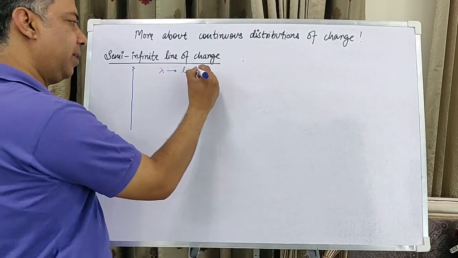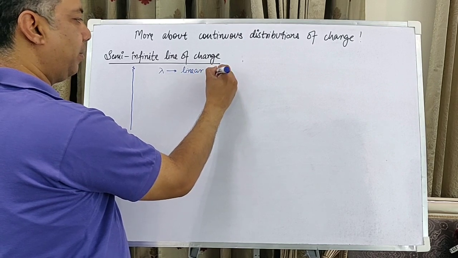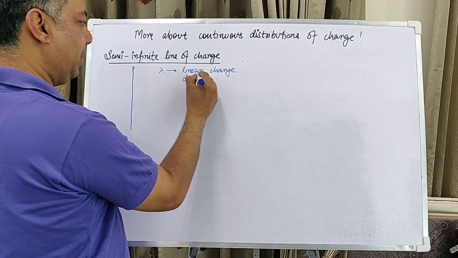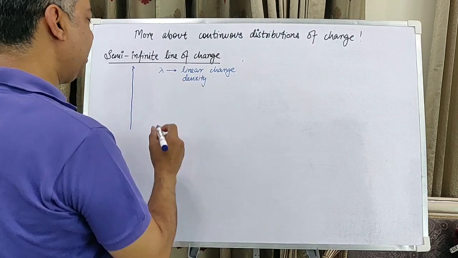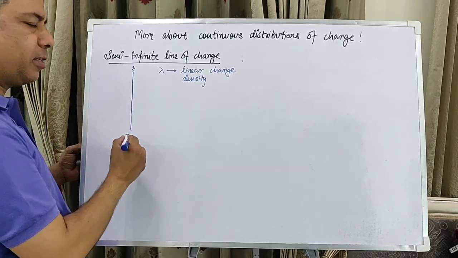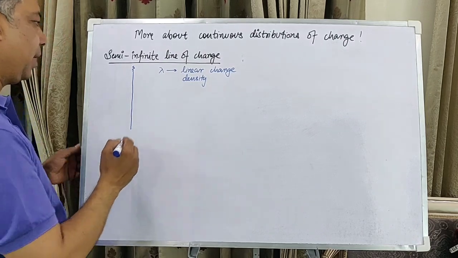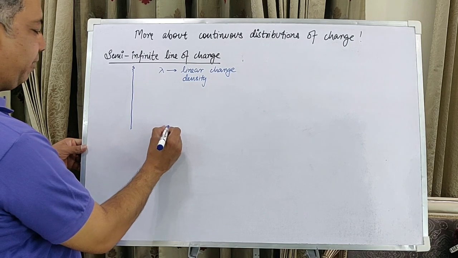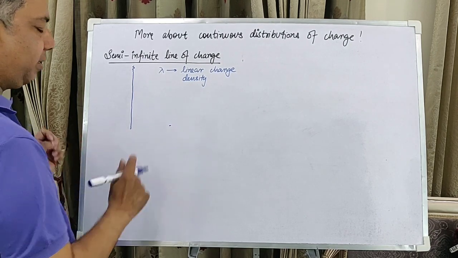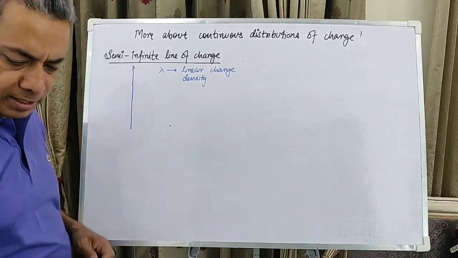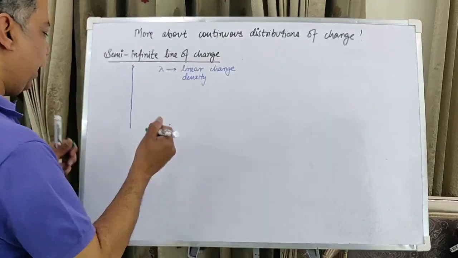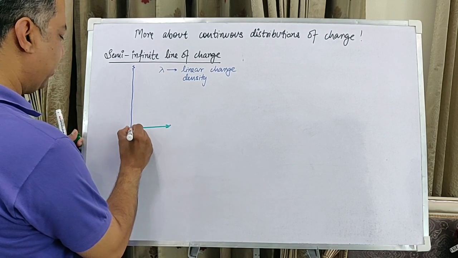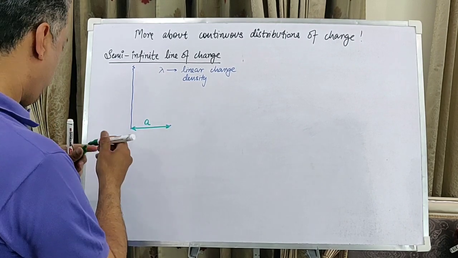Lambda is its linear charge density. Now what is that? That is charge per unit length. Now we are interested in calculating the electric field at this point here at a distance, let's say A, from the line of charge.